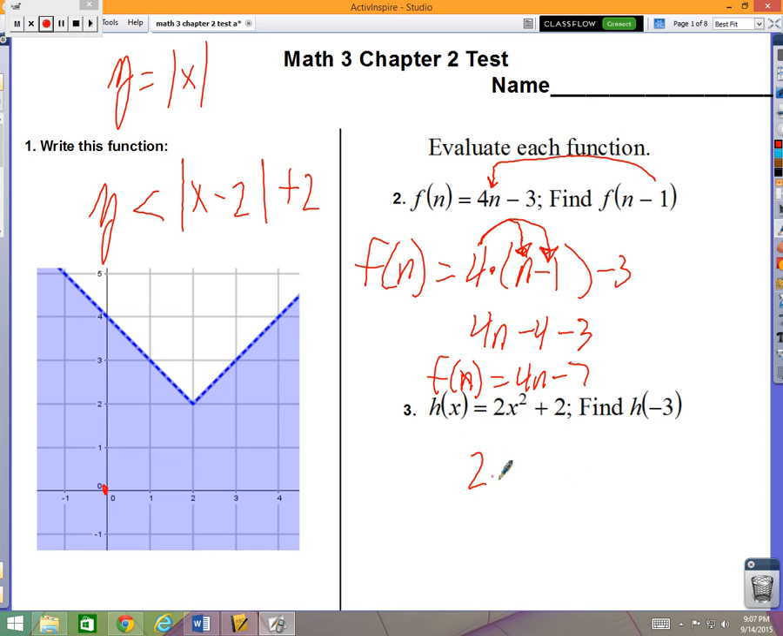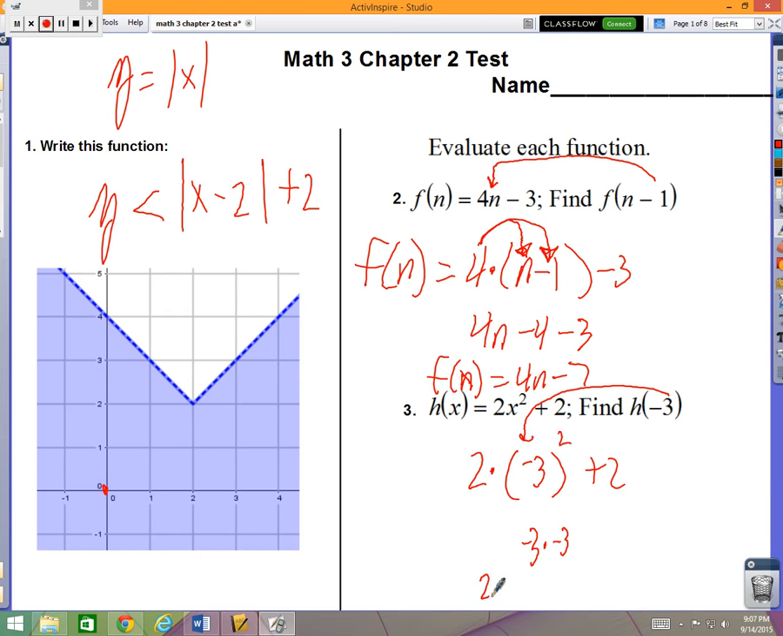So 3, it's 2 times whatever you plug in squared plus 2. And I'm going to substitute in place of x, I'm going to substitute a negative 3. So I'm going to put a negative 3 in there. So whatever you plug in, you got to square it. So first move is you got to square it. That is a negative 3 times itself, a negative 3. That is a positive 9.